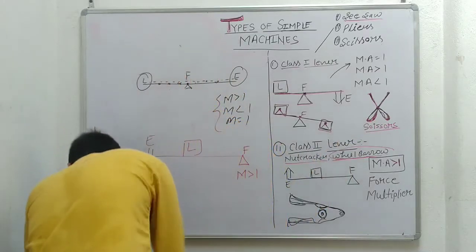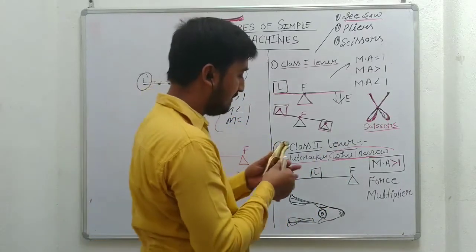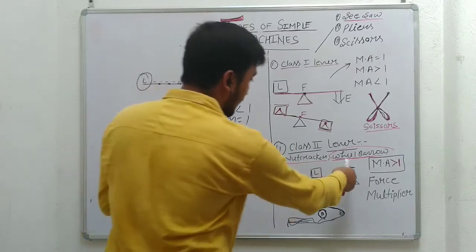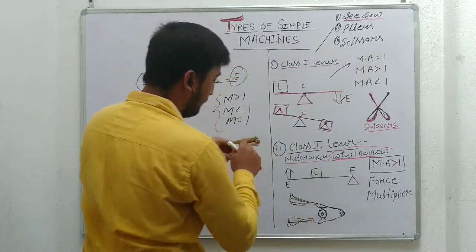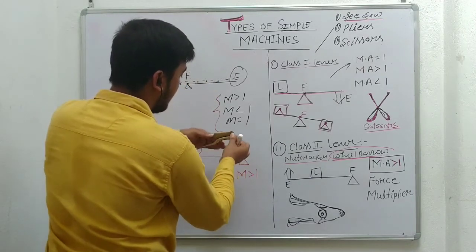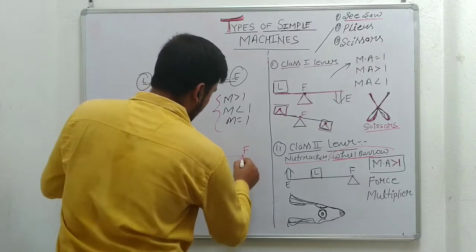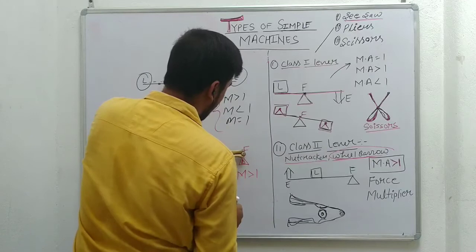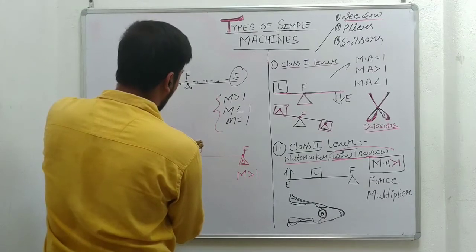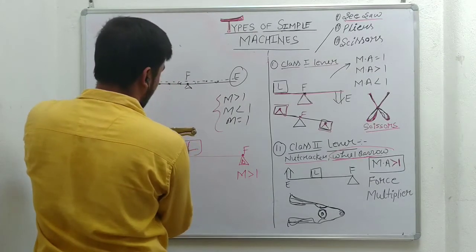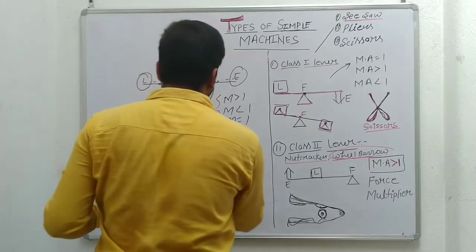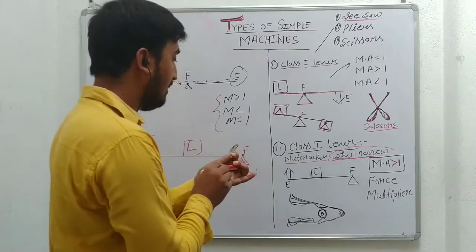So I will show you the second class of lever, that is nutcracker. Here you can understand effort from one end, fulcrum at another end, and load in between. You can see here, this is the fulcrum, about which load and effort are working. Here we are getting the load, and we are applying effort from another end. So fulcrum, load and effort. We can say load will always be in between fulcrum and effort. So it is a class 2 lever.